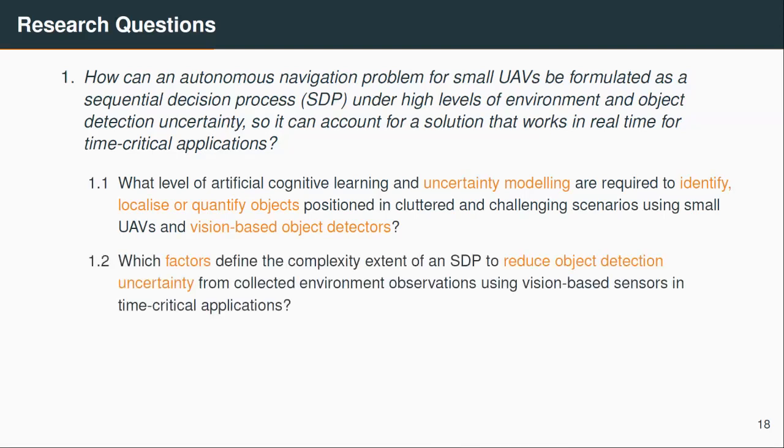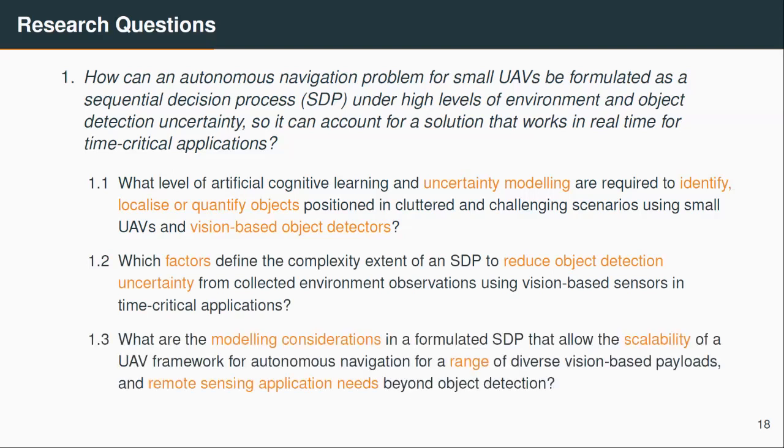In the second sub-question, I ask about the factors that define the complexity and extent of an SDP to reduce object detection uncertainty from collected environment observations using vision-based sensors in critical applications. The last sub-question is on the modeling considerations in a formulated SDP that allow the scalability of my framework for autonomous navigation for a range of UAV remote sensing applications.